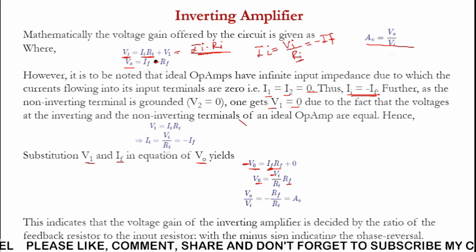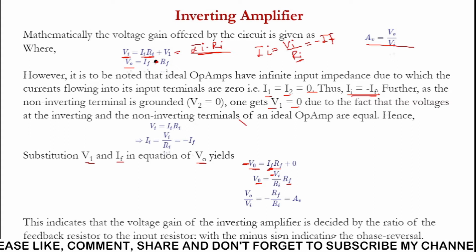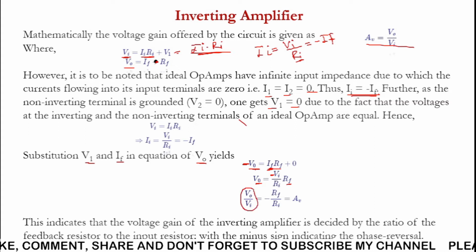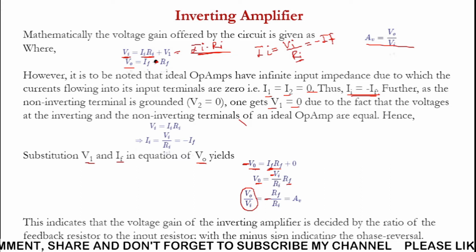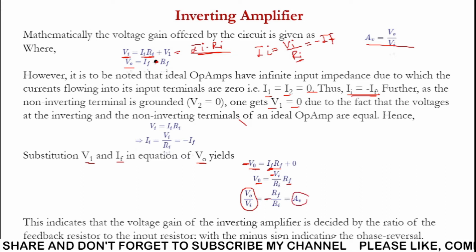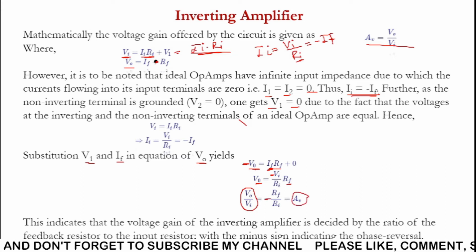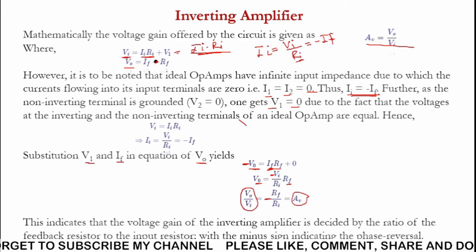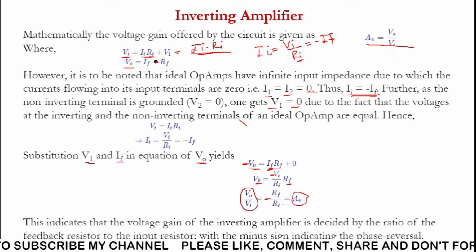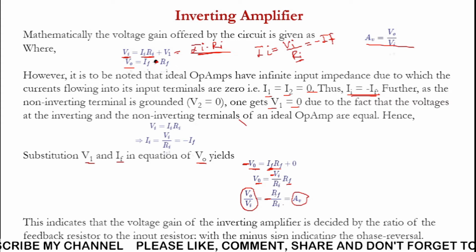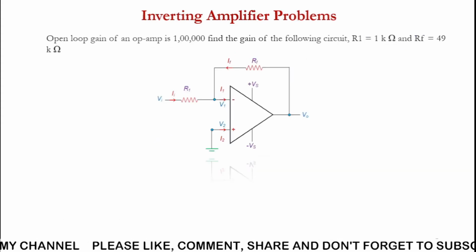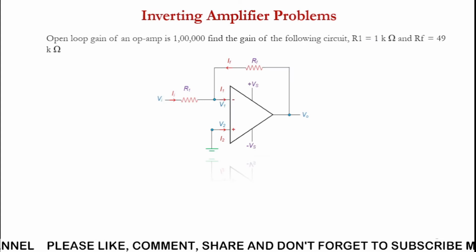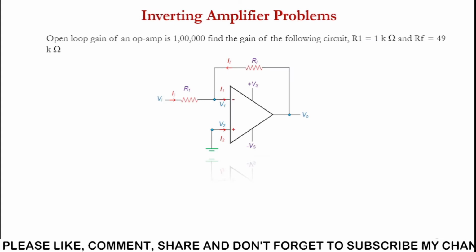If we take the Vi to the other side, V out upon Vi, that is nothing but our gain Av, that is equal to minus Rf upon Ri. This is the way the inverting amplifier gain is calculated. So keep in mind the formula, minus Rf upon Ri, where Rf is the feedback and Ri is the input resistance. So this will decide the gain of the inverting amplifier.